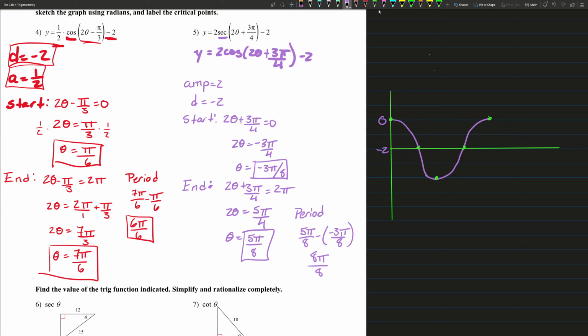Negative 2 plus 2 is 0. Negative 2 minus 2 is negative 4. So this point right here, that is negative 3 pi over 8, comma 0. And this is 5 pi over 8, comma 0. And then to find this middle point, we're going to average 5 and negative 3. So 5 plus negative 3, that's 2. 2 divided by 2 is just 1, so this is just pi over 8.